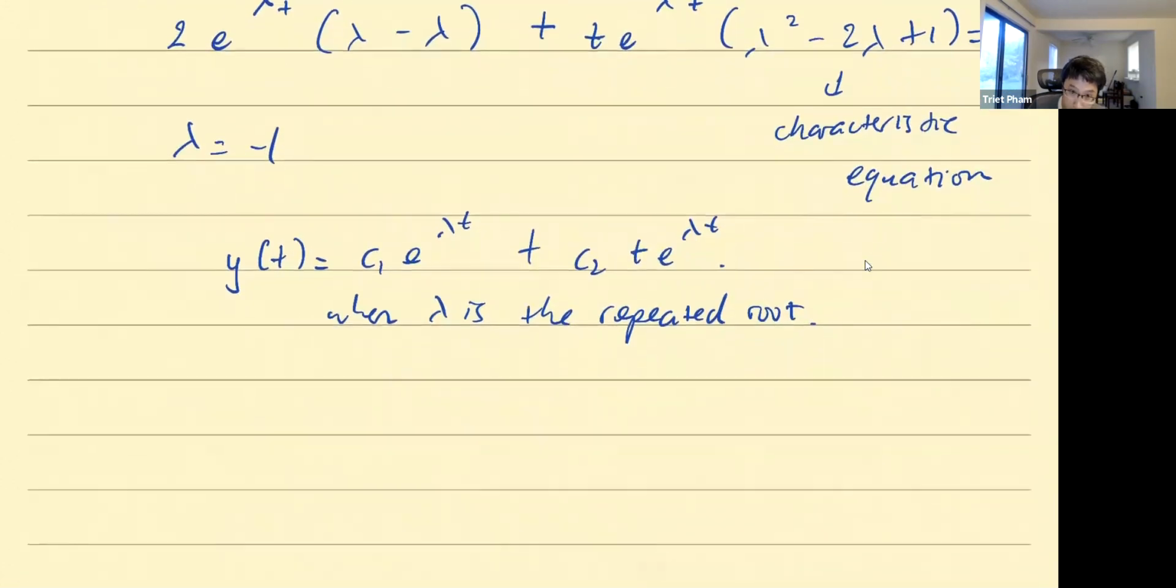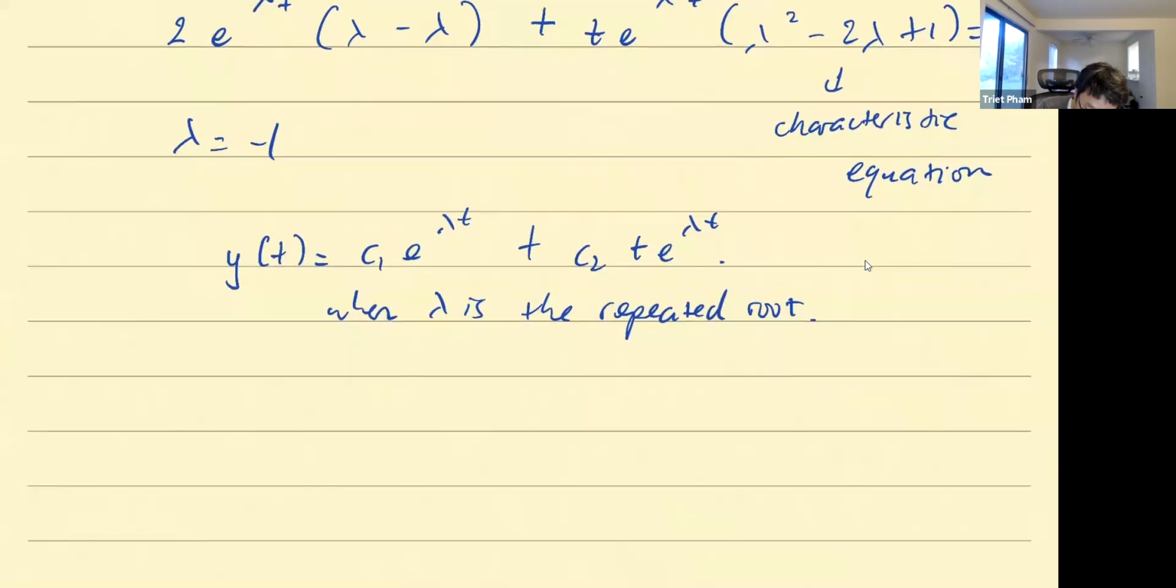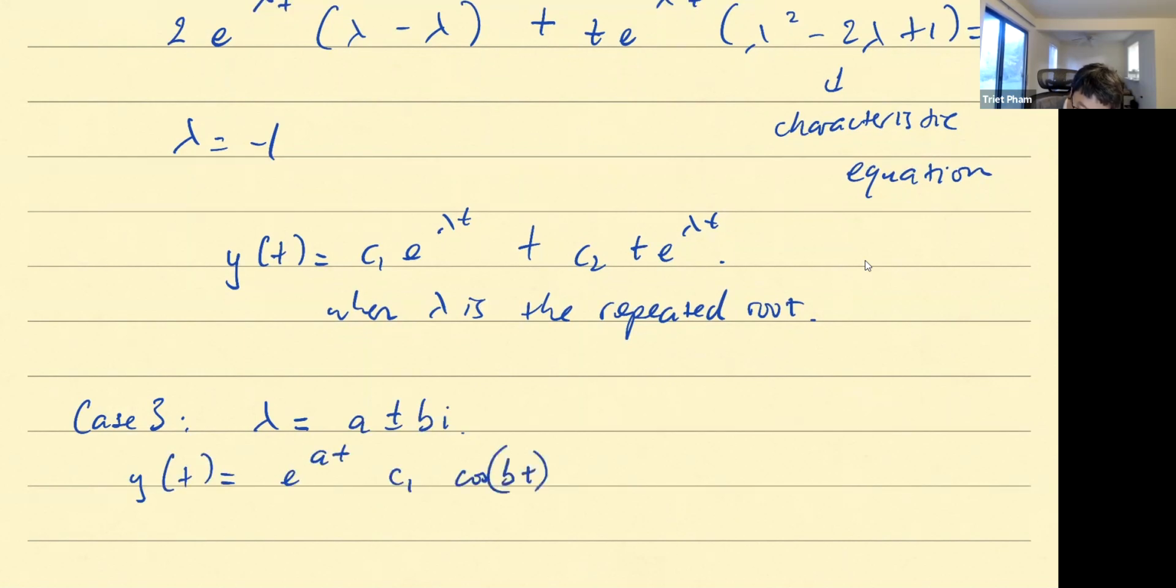Okay. So now let's move to case 3. When lambda is a complex root, then I claim the solution is e to the at times c1 cosine bt plus c2 sine bt.